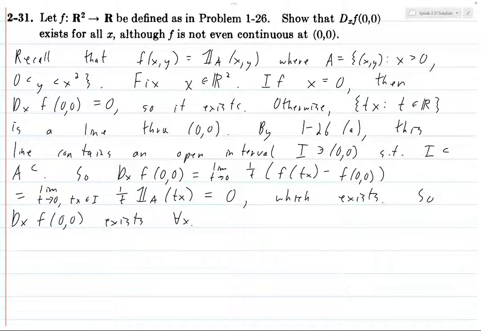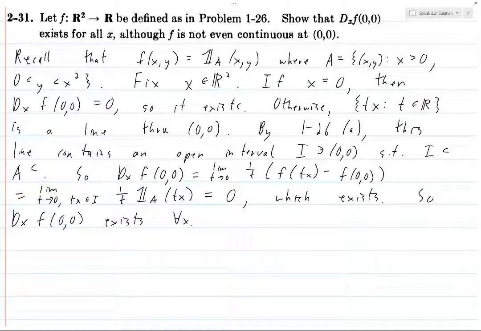Because here the function is not even differentiable at the origin. Its derivative can be taken in any linear direction at the origin, but of course, as we proved, it's not continuous there because you can approach the origin along the set A. But yeah, that's how this exercise works.